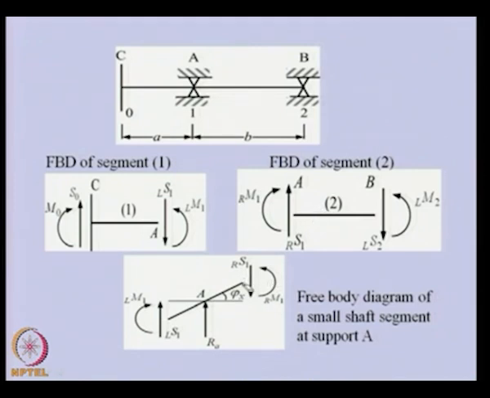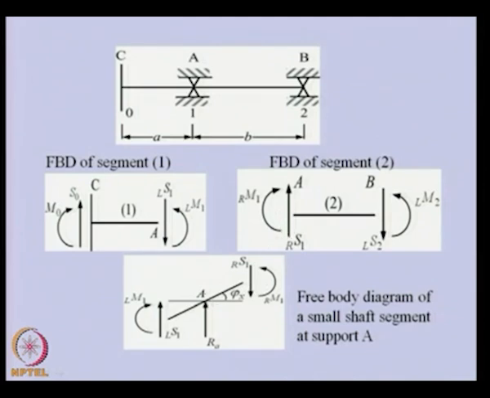Obviously, whatever shear force and bending moment is acting here will be acting here, but its direction will be opposite. This is the left of support 1, and the shear force is also left of support 1, but the direction here is downward and here it is upward. Similarly, this moment is counterclockwise, and this moment will be clockwise. Similarly, at this end of the shaft segment, the shear force and bending moment will be the same, only their directions will be opposite.